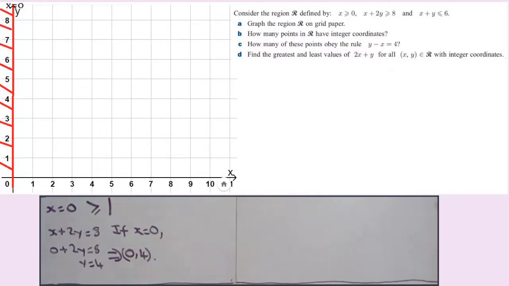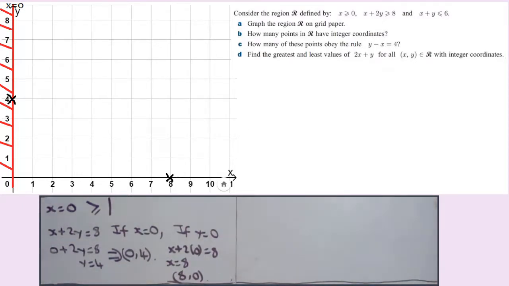So what we can do, go to our graph. I'll do this one in a different colour. We can go to our graph and we can just plot this point 0, 4. So 0 along and 4 up, like that. And then we can do exactly the same for if y is 0. If y equals 0, well, you would have x plus 2 times 0 equals 8. So that would be x equals 8, which means that it goes through 8 and 0 as well. And if we go back to our graph, 8 along, 0 up, that is another point on the line. Remember, we're drawing this with a solid line because it's a greater than or equal to inequality.